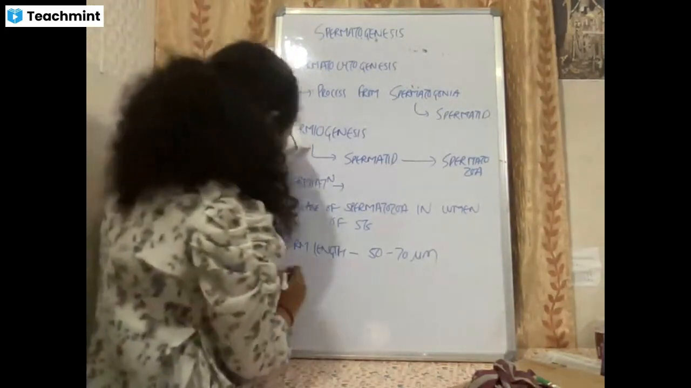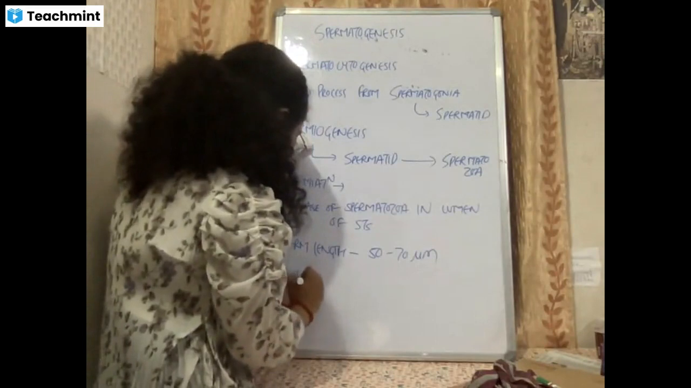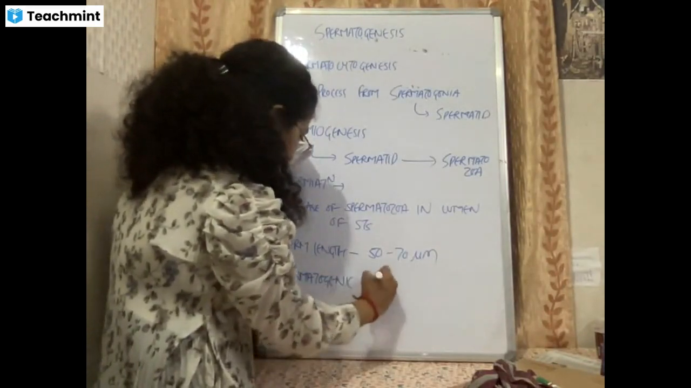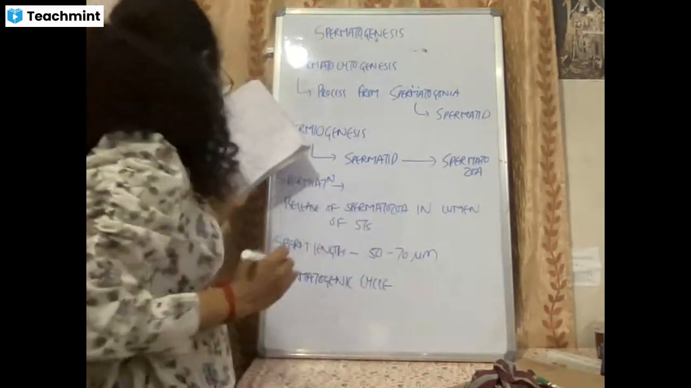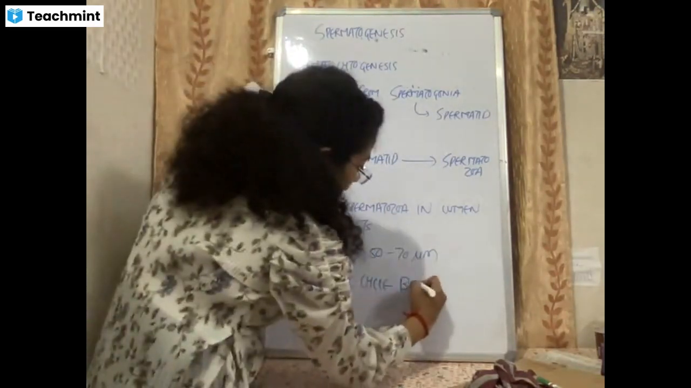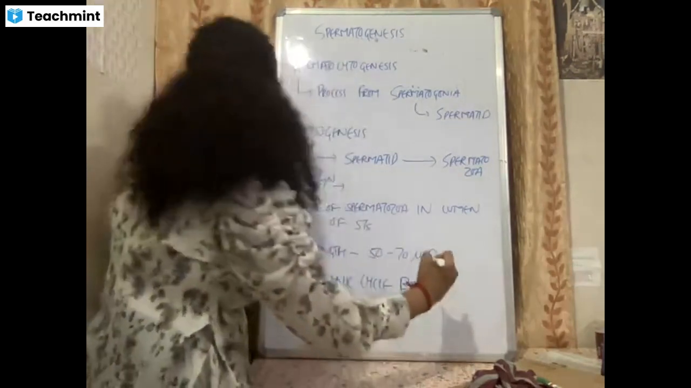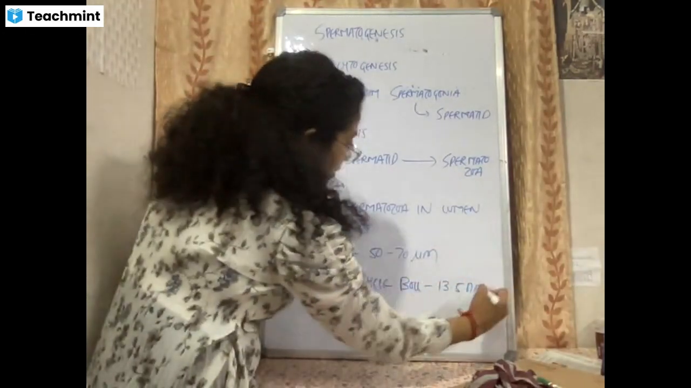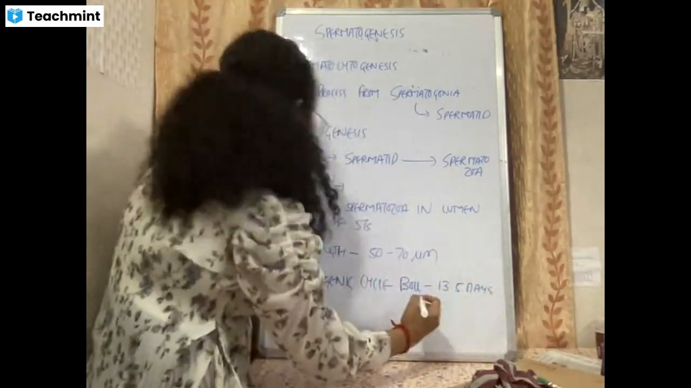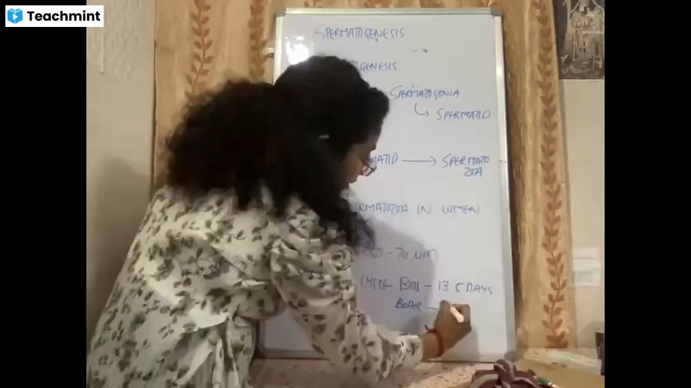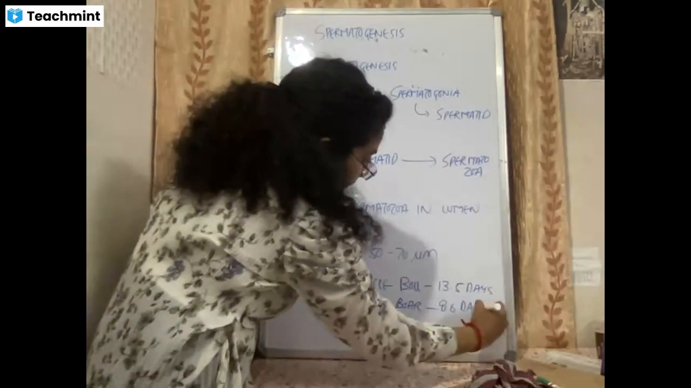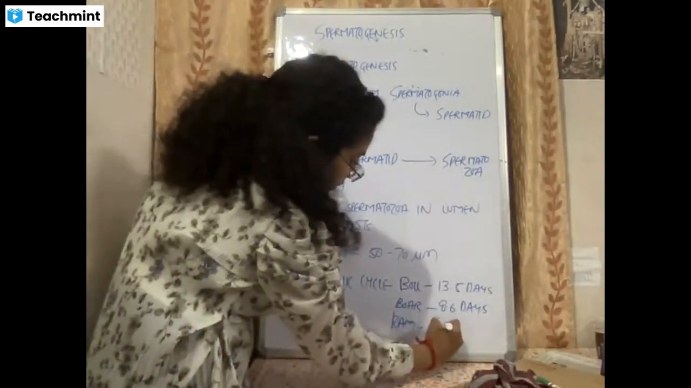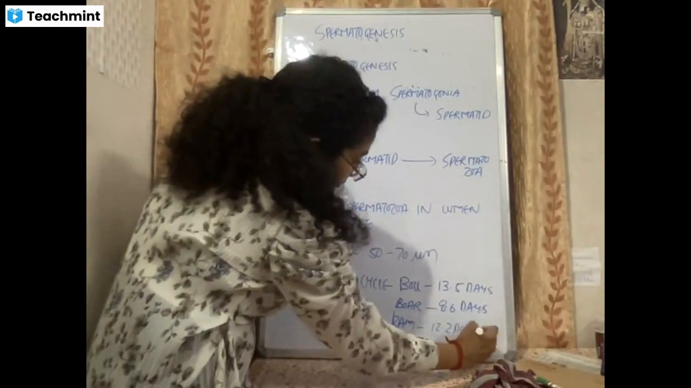Then we have the spermatogenic cycle. The spermatogenic cycle in bull is 13.5 days. It is 8.6 days in one species. In ram, it is 12.2 days.